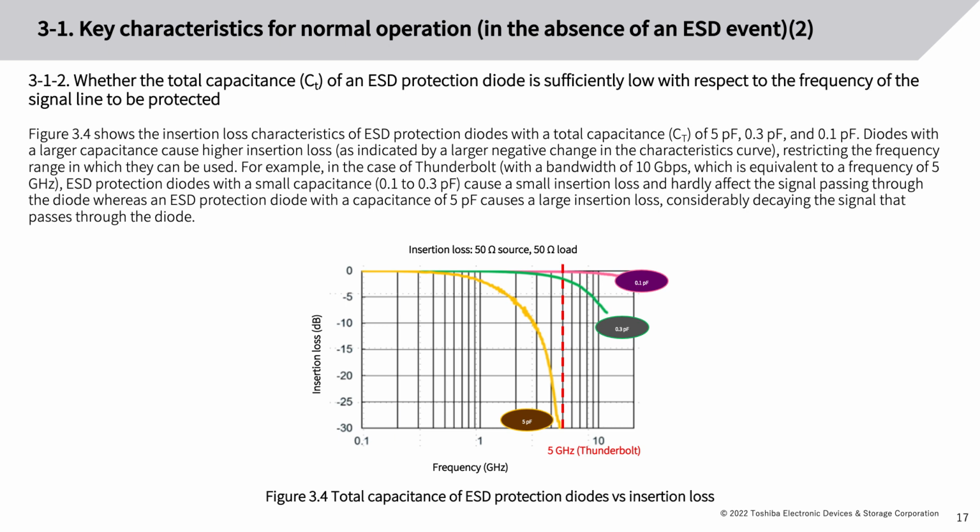For example, in the case of Thunderbolt, with a bandwidth of 10 Gbps, which is equivalent to a frequency of 5 GHz, ESD protection diodes with a small capacitance, 0.1 to 0.3 picofarad, cause a small insertion loss and hardly affect the signal passing through the diode, whereas an ESD protection diode with a capacitance of 5 picofarad causes a large insertion loss, considerably decaying the signal that passes through the diode.